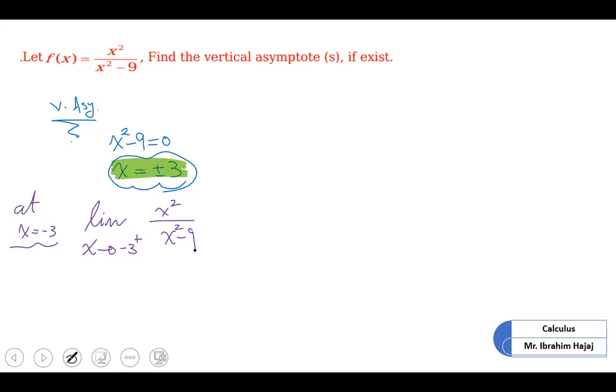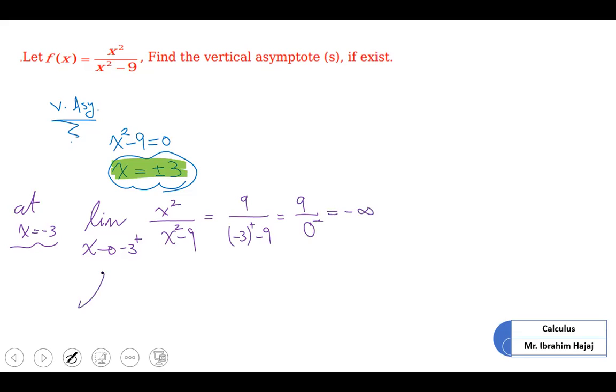Over x squared minus 9. How to do it, guys? Negative 3 squared gives us 9, so at negative 3 from the right side, x squared minus 9 is a positive value, 9 over a positive number approaching 0, which is positive infinity. From the left side, it is 9 over negative 0, which is negative infinity.